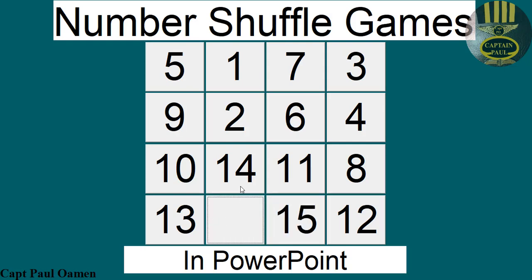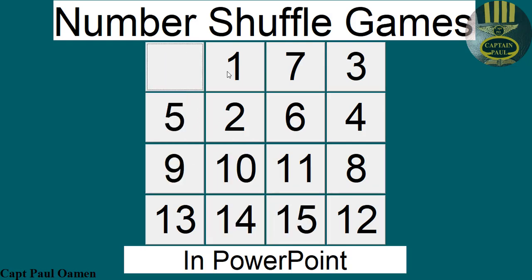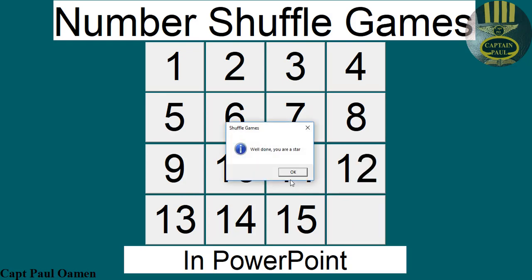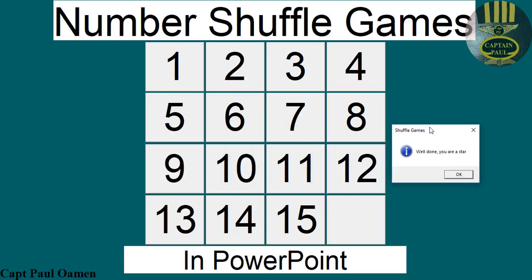So we move and there. See, we have 2, 7, 4, 8, 12. There we go. You see that? And the message box pops up saying well done, you are a star.